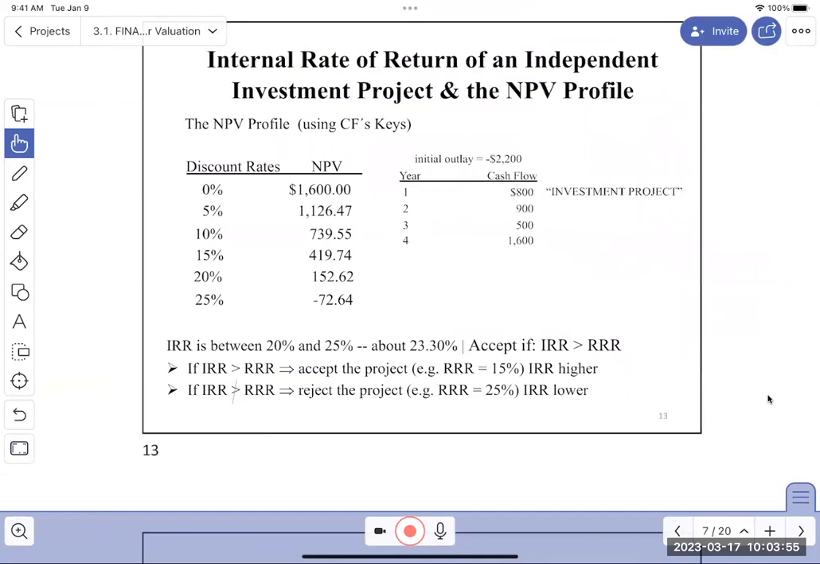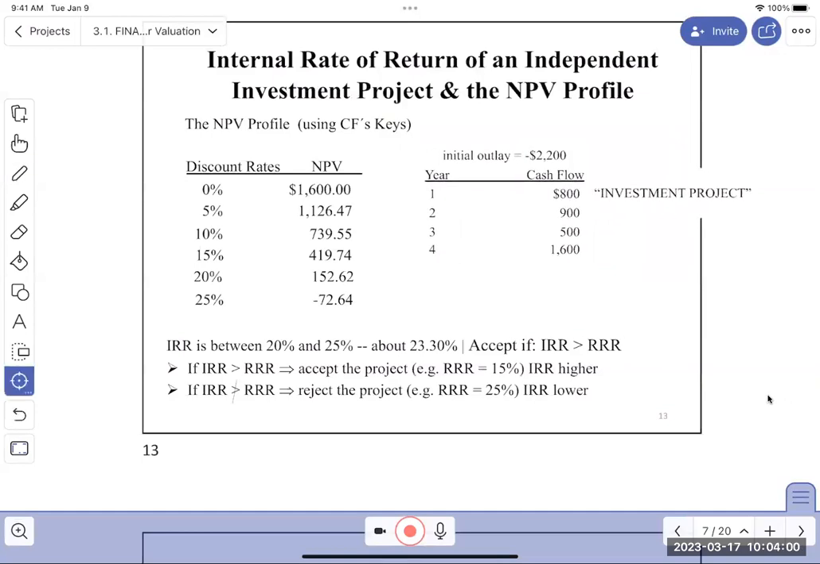So if you were to make that graph, that's called the NPV profile. This is how you would make it. You would put the cash flows into your CF keys of your calculator and then calculate the NPV for different discount rates. And that will generate the NPV profile. And you see that you cross over, and the IRR must be in here.